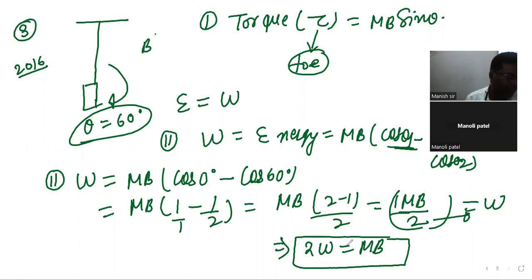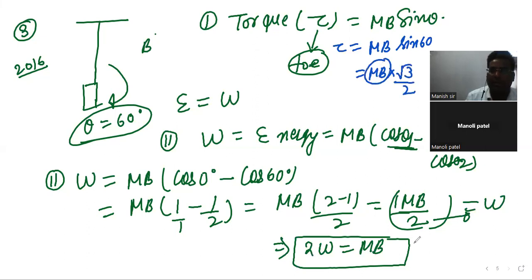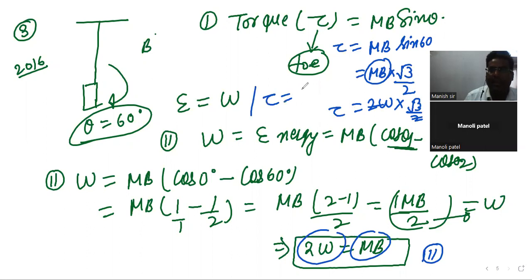So now see, now I will calculate the torque. Torque, we know, is MB sine theta. Sine theta, we know, is sine of 60, which is root 3 by 2. Now MB from the third equation is equal to 2W. So put here 2W into root 3 by 2. This 2 and 2 will get cancelled. So you are getting torque as how much? It is root 3 into W, right? So this will be the exact relation between the torque and energy.